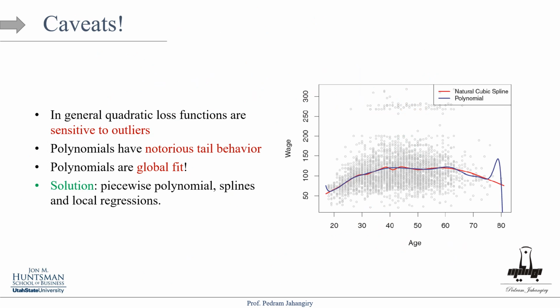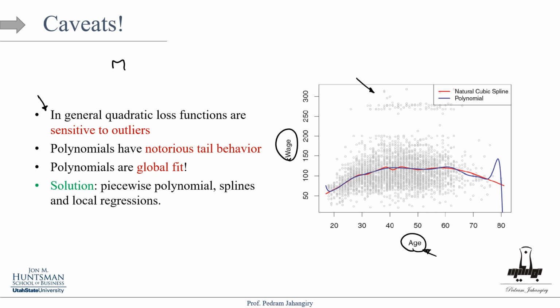Now let's talk about the caveats of the polynomial regression model and conclude this section. Okay, so imagine this is our data. We're looking at wage versus age, and at the end of the day, you want to predict the wage of an individual based on their age. And it seems that there's a nonlinear relationship in the data by looking at these observations, right? The gray circles. And so what are the caveats of the polynomial regression model? In general, quadratic loss functions are sensitive to outliers. Remember, guys, both in linear regression and in polynomial regression, our loss function was quadratic, right?